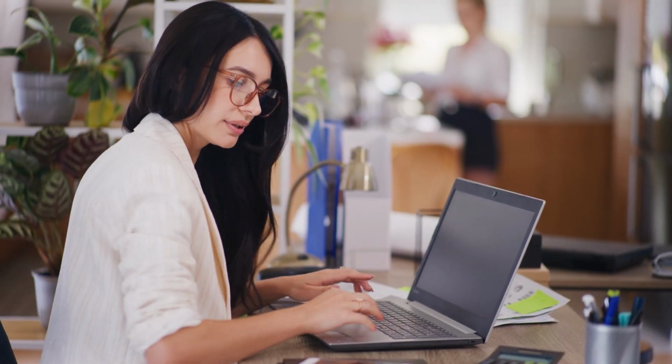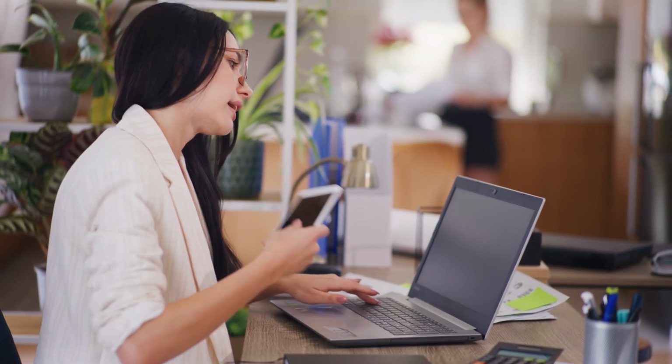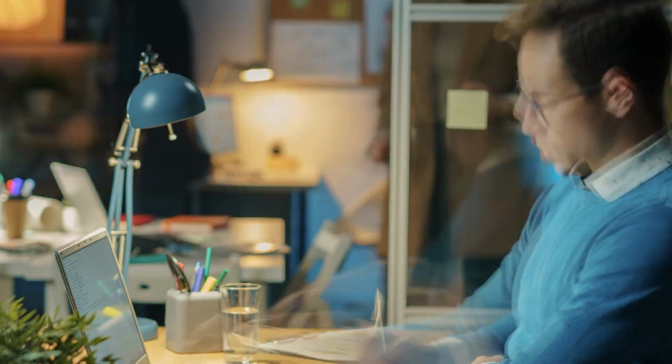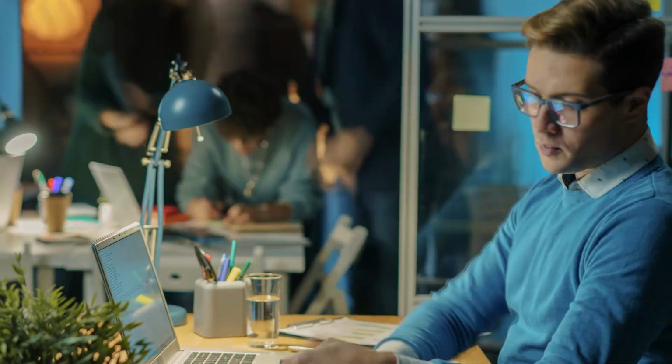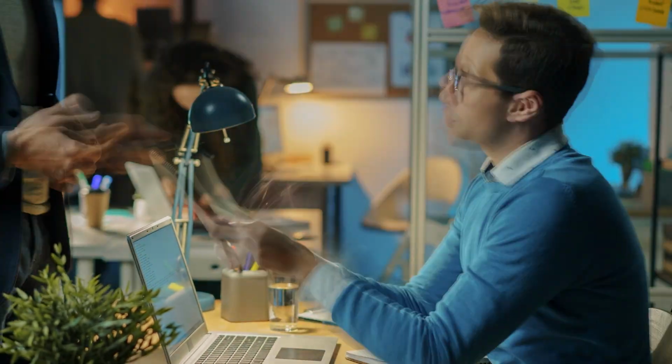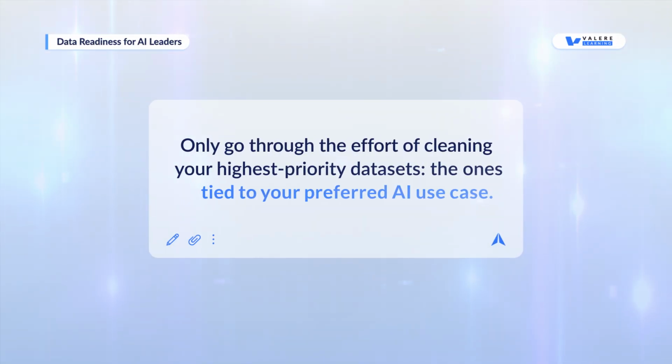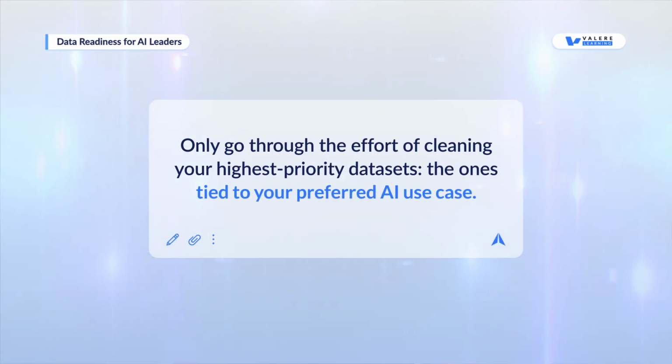You've probably discovered, like most teams do, okay, my data's a little bit messy. Does that mean you need to stop everything and spend the next 6 months cleaning all the spreadsheets before you can even touch AI? Absolutely not. Your next phase is the data remediation plan. And the good news is you only go through the effort of cleaning your highest priority data sets, the ones that are tied to your preferred AI use case.